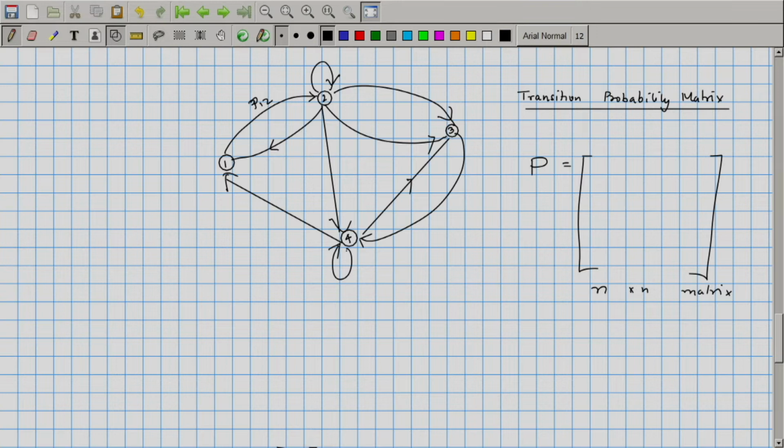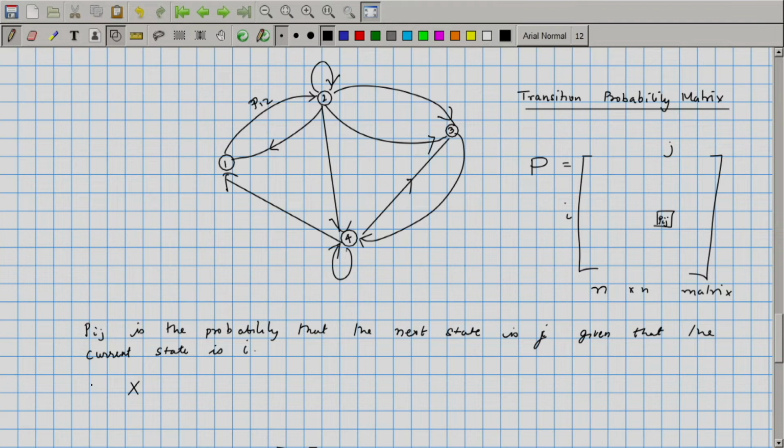And the ijth entry is denoted by Pij. So, Pij is the probability that the next state is j given that the current state is i. So, it is the probability of transitioning from state i to state j. We can write it as the probability that xn is equal to j given xn minus 1 is equal to i. So, this is what we denote by Pij, and a matrix with all these Pij for the different values of i and j is called the transition probability matrix.